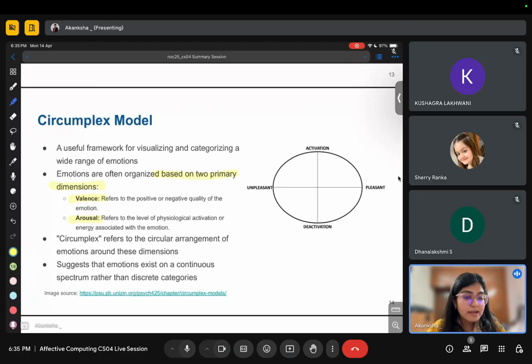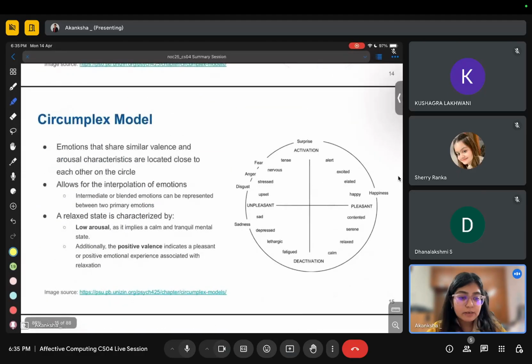So why do we call it a circumplex model? Because a circular arrangement is there. There are four quadrants, right? And the circular arrangement of emotions around these dimensions. So this model says that emotions exist on a continuous spectrum rather than discrete categories.